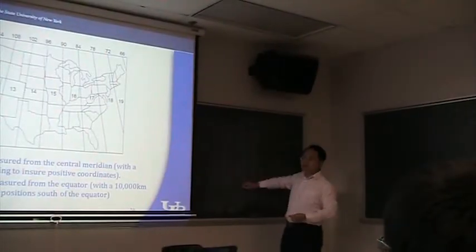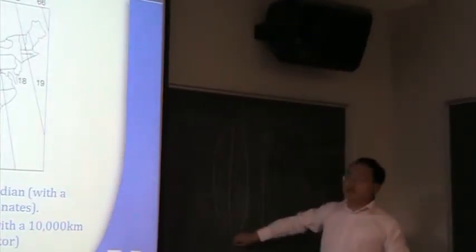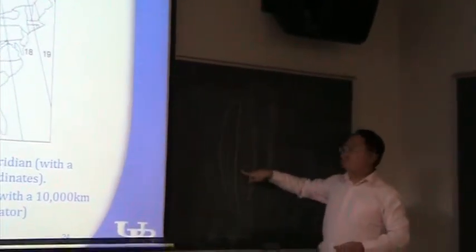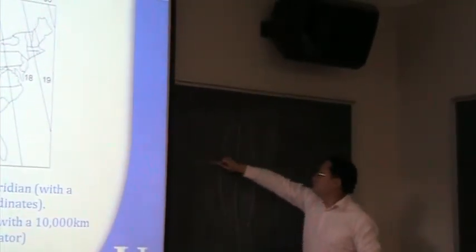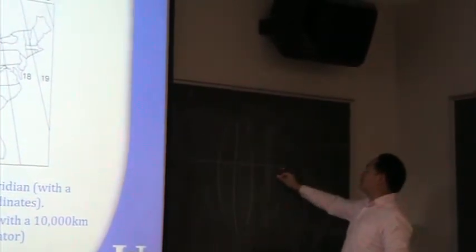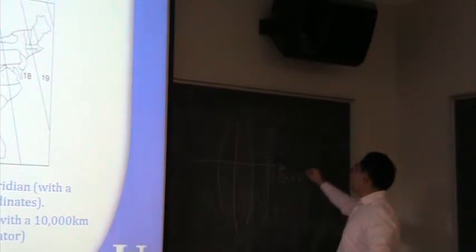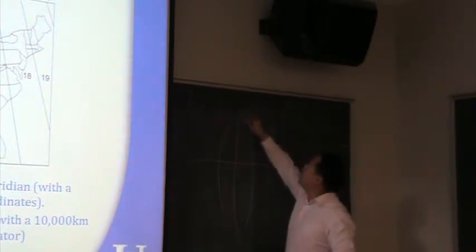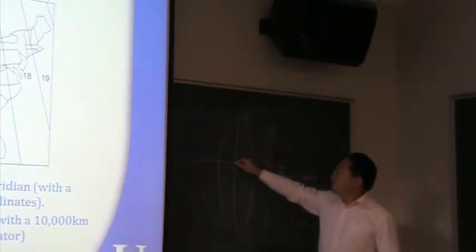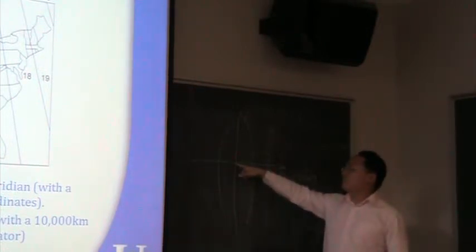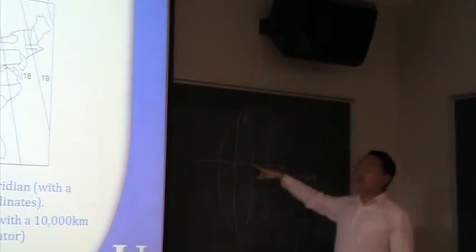Within each UTM zone, this vertical center line has no distortion. So we use this as the y-axis. And then we use the equator as the x-axis. This is easting. This is northing. And if we define this as the origin, then this point's coordinate will be 0, 0. And this will be negative, this will be positive.